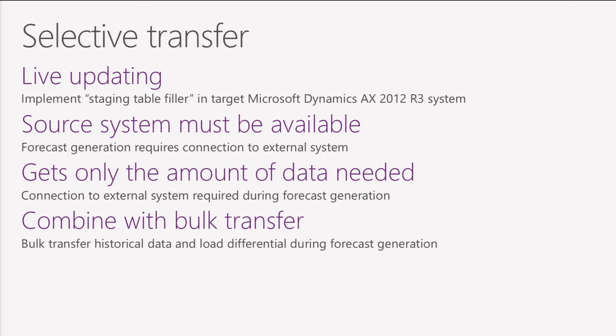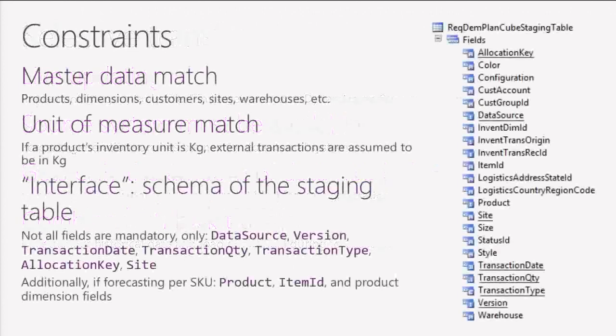There is also another option. You can combine the selective transfer with the bulk transfer. So load the data in the beginning, and then as time goes by and the external system is still working and transactions are added, the selective transfer is run, and it loads just the difference between the data that you loaded in the beginning and the data that has changed. Some constraints. You need to have the master data matched and also the unit of measure matched between those two systems.